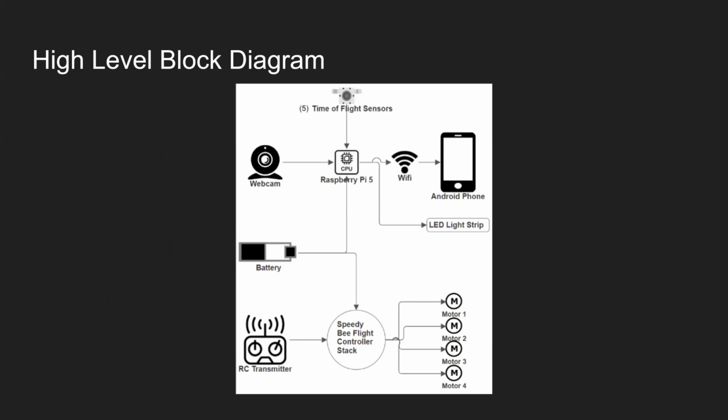And the bottom was the flight brain of the drone, which had the SpeedyBee flight controller stack, which served as the flight controller as well as the electronic speed controller. And it received data from the RC transmitter and then sent flight commands to the 4 motors.